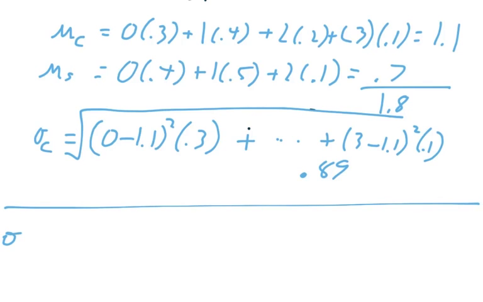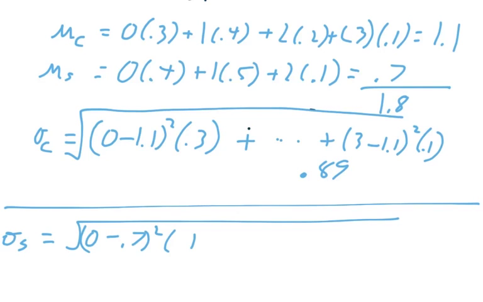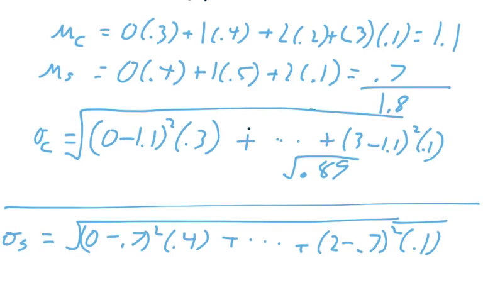And we're going to do the same thing for the standard deviation of the SUVs. The square root of 0 minus 0.7 squared times 0.4 plus 2 minus 0.7 squared times 0.1. I forgot to square root this 0.89 up here, which is 0.94. And this equaled the square root of 0.41, which is 0.64.